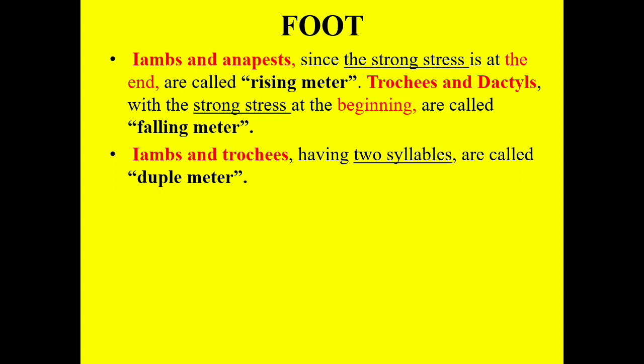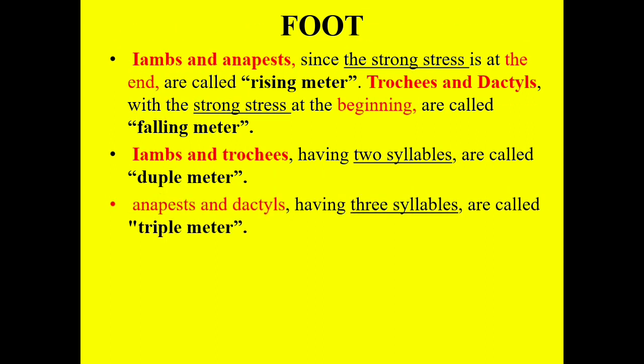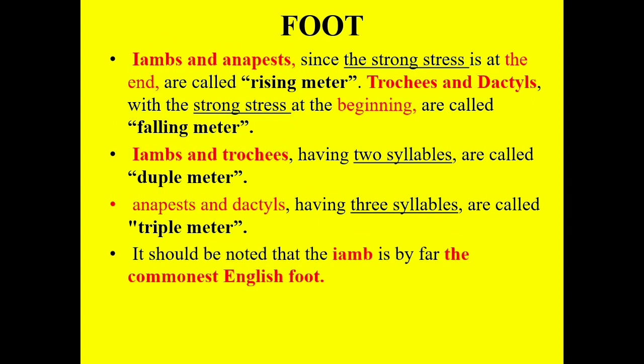Iambs and trochees have two syllables, so these two are called double meter. Anapaests and dactyls have three syllables, so they are called triple meter. It should be noted that the iamb is by far the commonest English foot. So you need to remember what the commonest English foot is: that is the iamb.